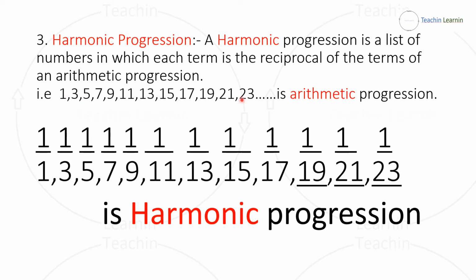So clearly this is an example of arithmetic progression. A harmonic progression is a list of numbers in which each term is the reciprocal of the terms of an arithmetic progression. So when you take the reciprocal of these terms of an arithmetic progression, you will get the harmonic progression. The reciprocal of 1 is 1, the reciprocal of 3 is 1 by 3, reciprocal of 5 is 1 by 5, reciprocal of 7 is 1 by 7. So all these form a harmonic progression.